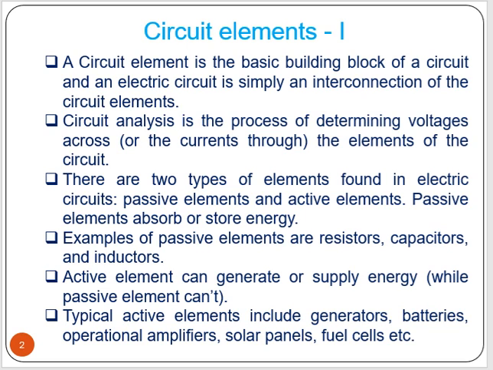Passive elements usually absorb energy. An example is resistors, and passive elements also store energy. The examples are capacitors and inductors. Active elements can generate or supply energy to the circuit while passive elements cannot do that. Typical active elements include generators, batteries, operational amplifiers, solar panels, fuel cells, etc.